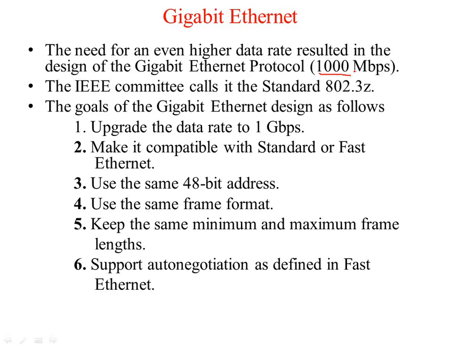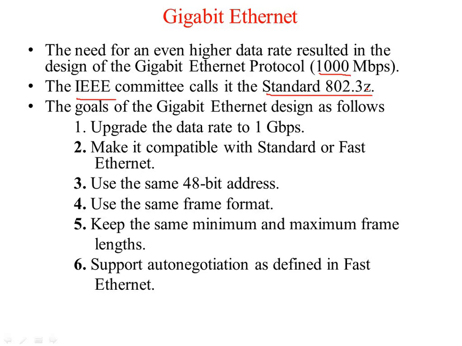So IEEE came up with a new standard, an amendment of 802.3. They came up with 802.3Z. So this Z tells you that it is related to Gigabit Ethernet, but the base is the same, that is the standard Ethernet, 802.3, right? So it is an amendment to that which resulted in 802.3Z.